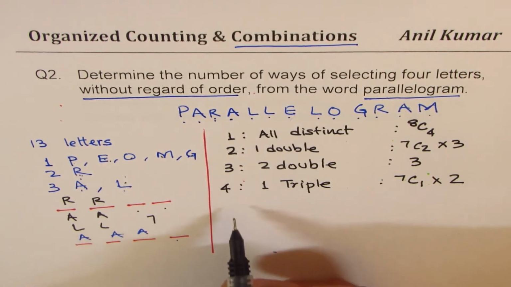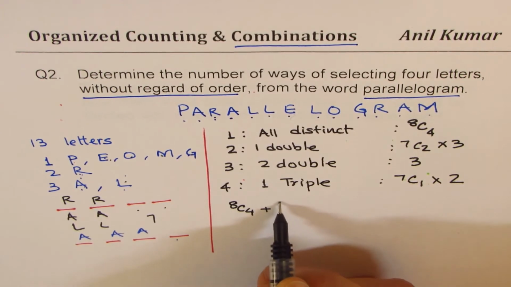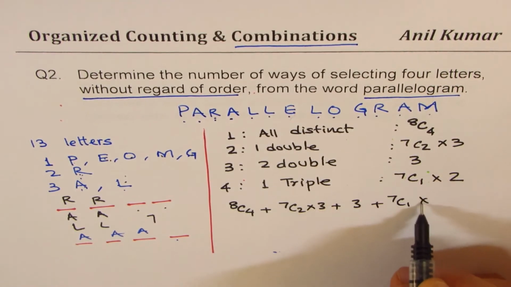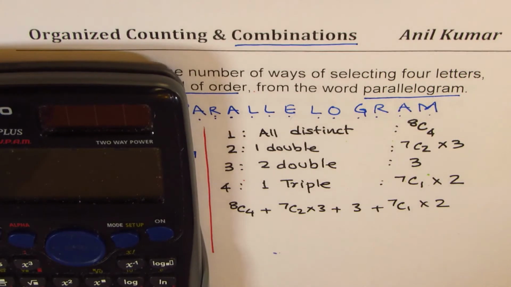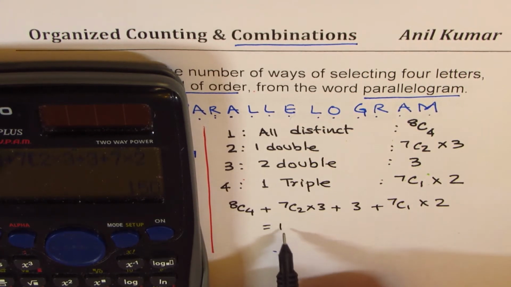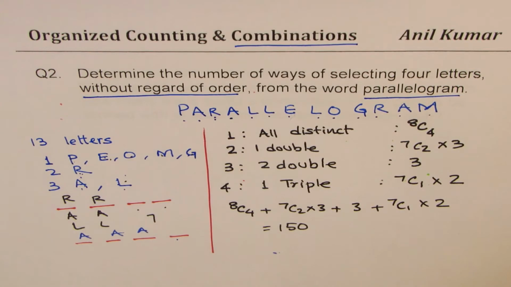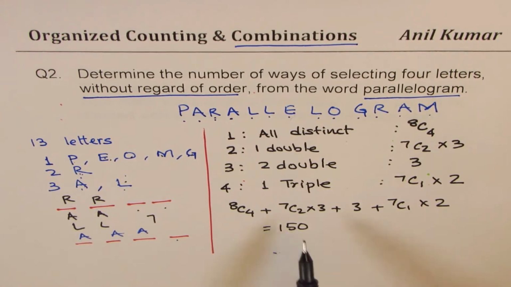So those are all the combinations with us. So the answer here is 8C4 plus 7C2 times 3 plus 7C1, which is 7 times 2. Correct. So we can now find. So it is 8C4 plus 7C2 times 3 plus 7 times 2, right? So what we get here is equal to 150. So there are a total of 150 four-letter words, without regard to order, which can be formed using the word parallelogram. So I hope the concept is very clear.